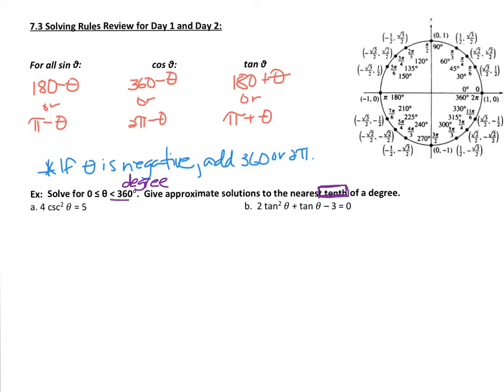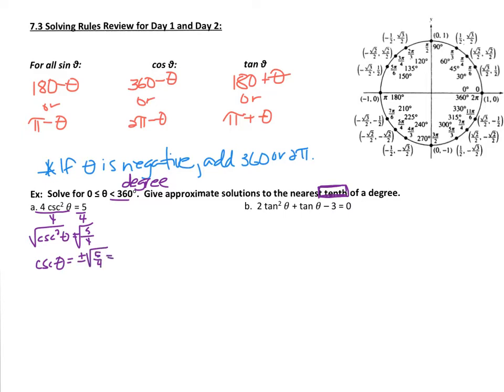Example A, 4 times cosecant squared theta equals 5. This is a quadratic example where we have just the quadratic term, not the linear term. This would be a case where we'd want to isolate that trig term, which means we'll divide both sides by 4. And we get cosecant squared equals 5/4. If we square root each side to get cosecant by itself, remember on the right we'd get plus or minus, and we have the square root of 5/4.